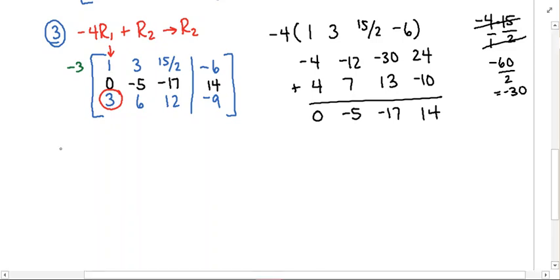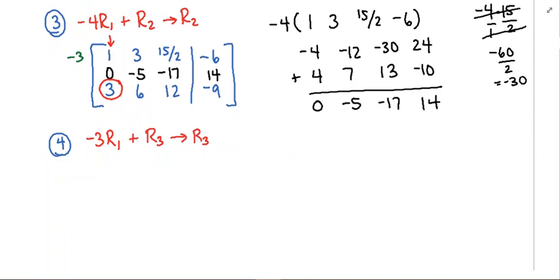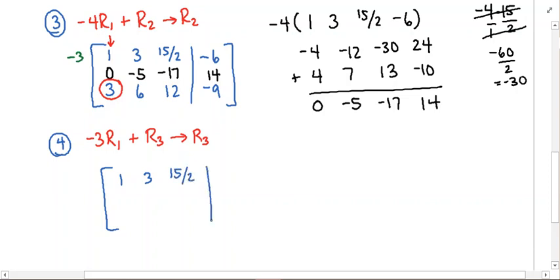Okay, so to get to the next matrix, our row operation is going to be negative 3 times the first row, add it back to the third row, and that'll become the new third row. All right, let's do it. We are only changing row 3, so we need to leave row 1 alone. We need to leave row 2 alone.